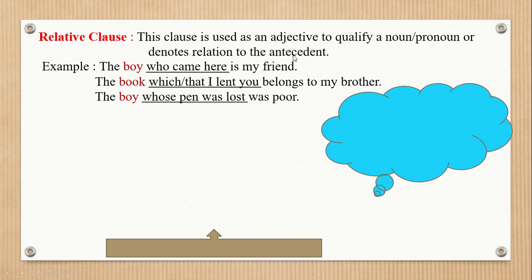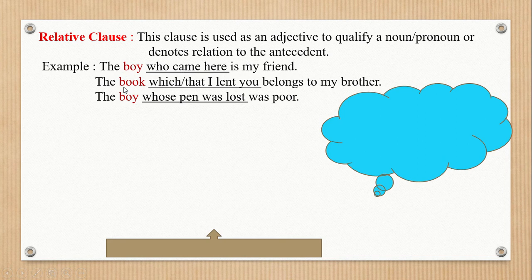And in the definition you get one word, that is antecedent. Antecedent means the noun or pronoun that has already been mentioned in the sentence. You see in the example that the boy is the antecedent. And the relative pronoun who is showing relation with this noun. So here boy is the antecedent and who came here is the relative clause. And you also notice that this relative clause is used just after the noun and modifies it. So it is treated as a post modifier here.